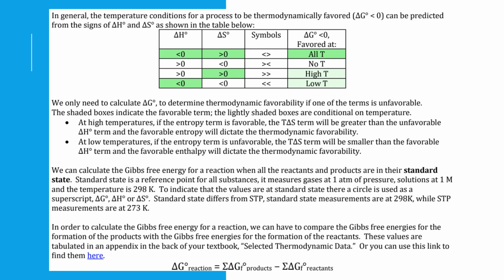In order to calculate the Gibbs free energy, we have to compare the Gibbs free energies for the formation of the products with the Gibbs free energies for the formation of the reactants. Those will be given to you. So delta G standard of the reaction equals the sum of the delta G of formation of the products, standard, minus the sum of the delta G of the reactants, standard. Whew, that's a lot.